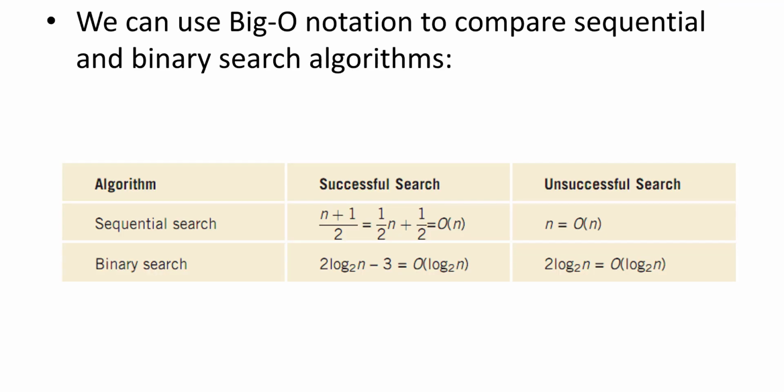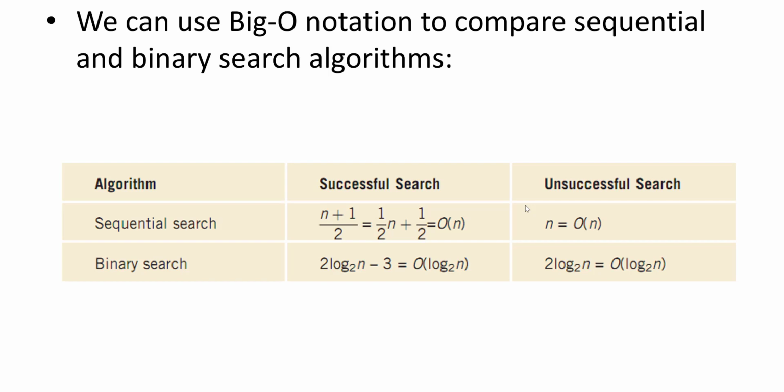We can definitely use big O notation to compare sequential and binary search algorithms. So if you look at the sequential algorithm, as we decided before, the big O notation says O of n because it was half of n for successful search. For unsuccessful search it was also big O of n, so that's going to be linear for sequential search, meaning when the size of the problem grows, the performance of this algorithm is going to drop in a linear relation.